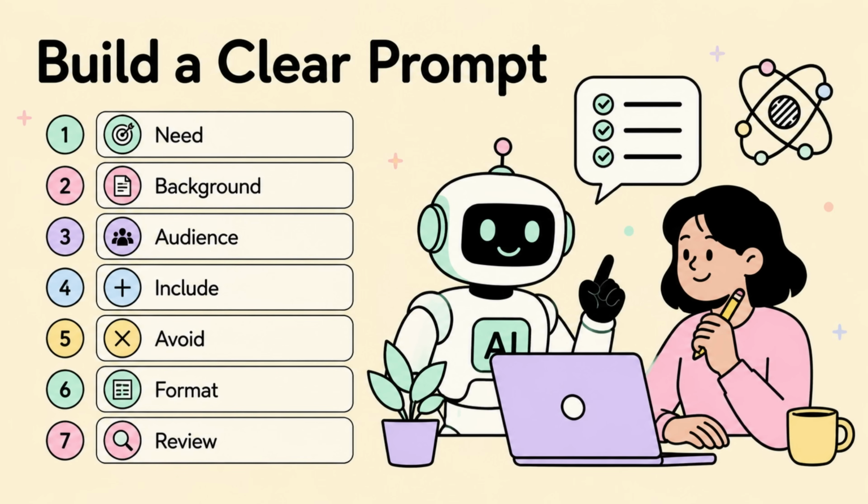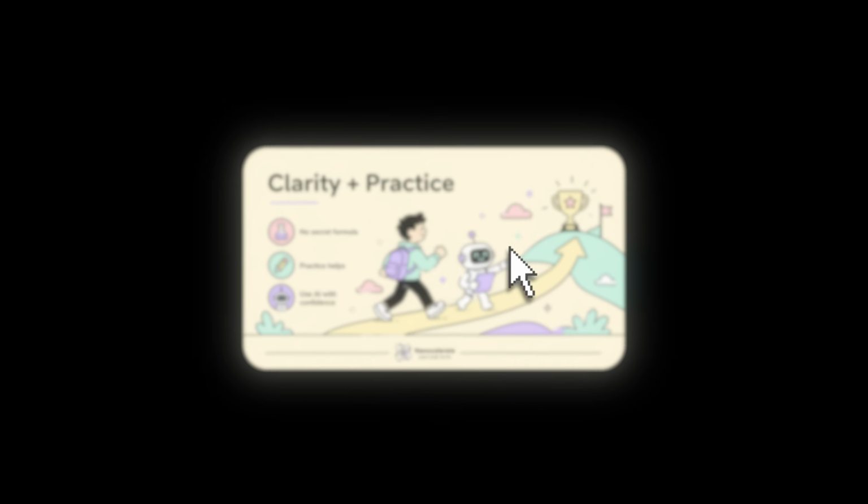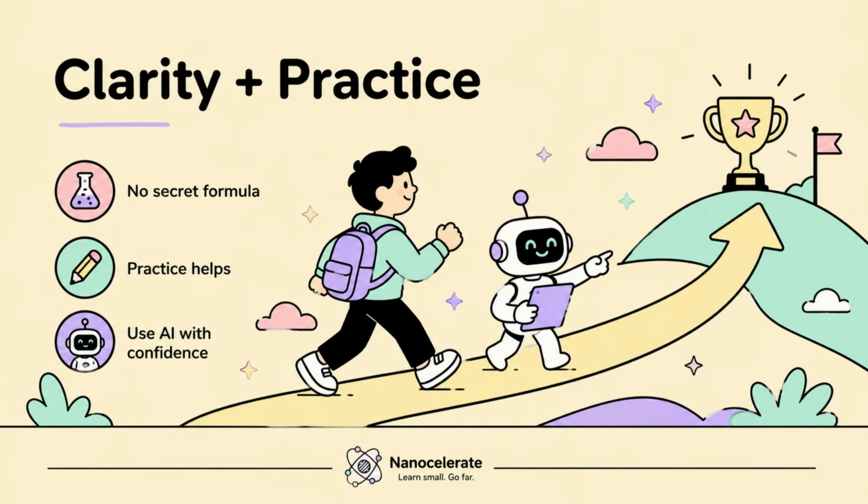To build your own prompt, keep it simple. Say what you need, add the relevant background, mention who it is for, explain what to include, avoid, and how the answer should be presented. Then review the result and improve it. You do not need a secret formula. You just need clarity, context, and practice.